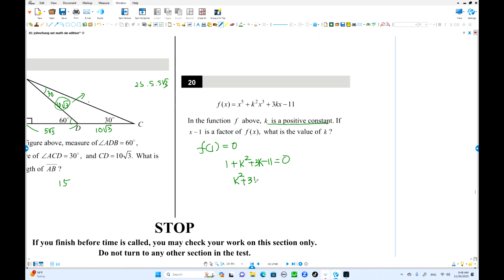k squared plus 3k minus 10 equals 0. When you factor this one, k plus 5, k minus 2 equals 0, okay? So, one is negative, the other one is positive. So, we're going to find this one, okay? So, k equals 2 is the answer, okay? Okay, we finished all number 20, okay?